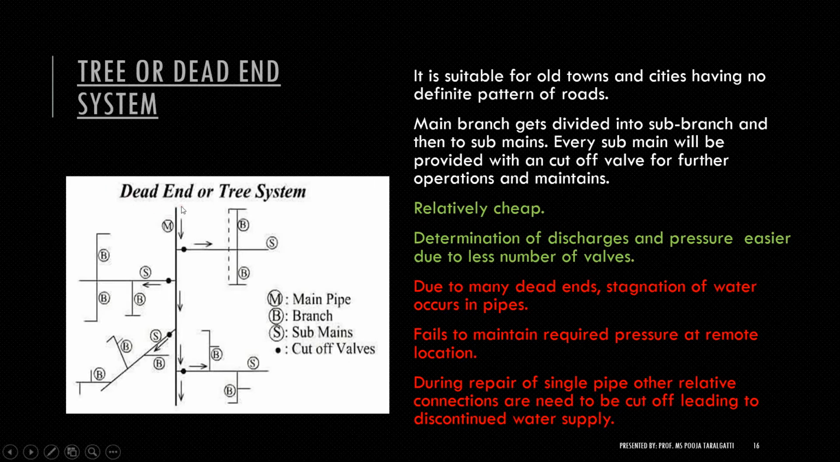In this, what is happening is there is a main distribution pipeline. This main distribution pipeline is subdivided into submains, and again these submains are divided into branches. So there are three basic connections: the main pipeline, submains, and branches. At each division there will be a cutoff valve, a normal valve applied for controlling the velocities and flows in the pipelines.